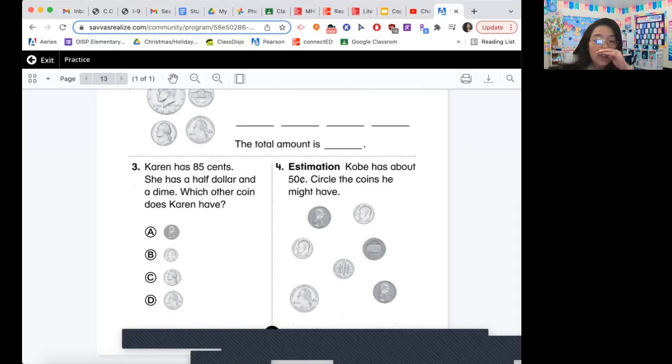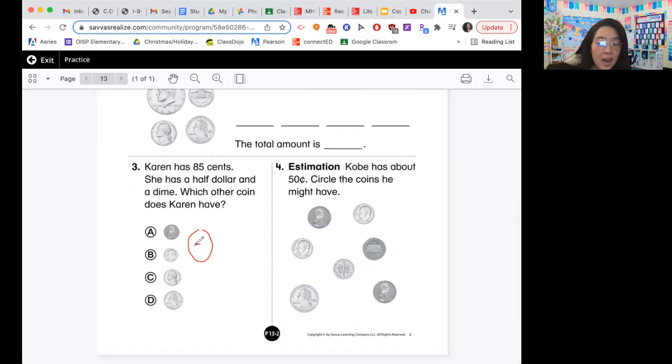Karen has 85 cents. She has a half dollar. Okay, let's draw that. She has a half dollar. She has a dime. What other coin does Karen have? So she needs to get to 85 cents.